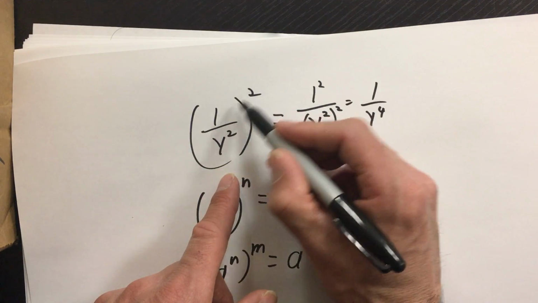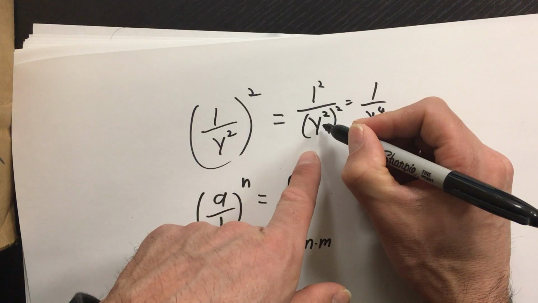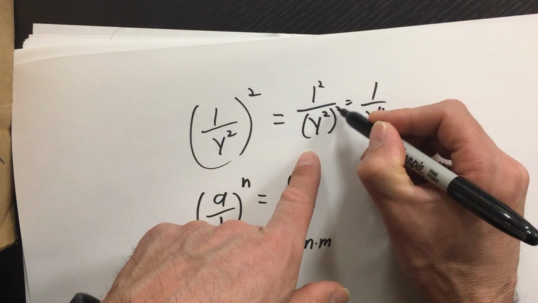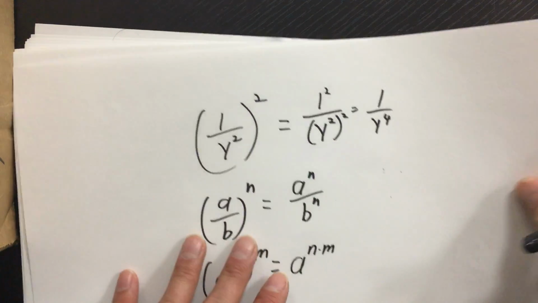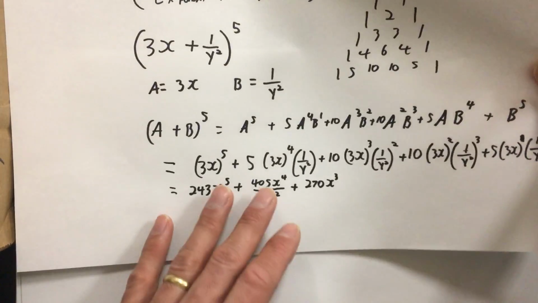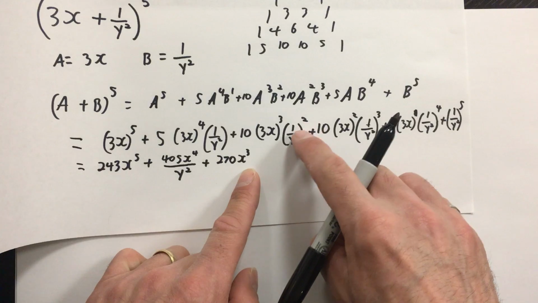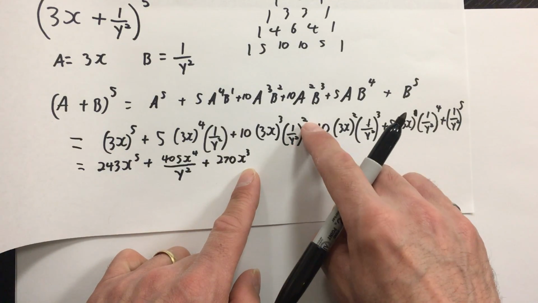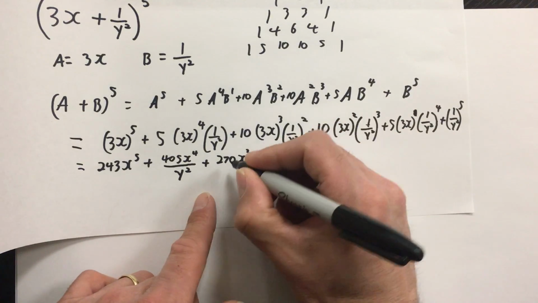So again, this exponent applies to the top and the bottom. And because the bottom already has an exponent, when we apply this exponent to the bottom, we multiply the exponents together. So that brings me here. We've got 1 over y squared becomes 1 over y to the 4.